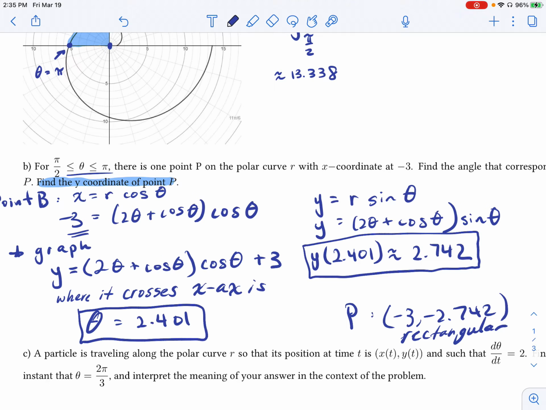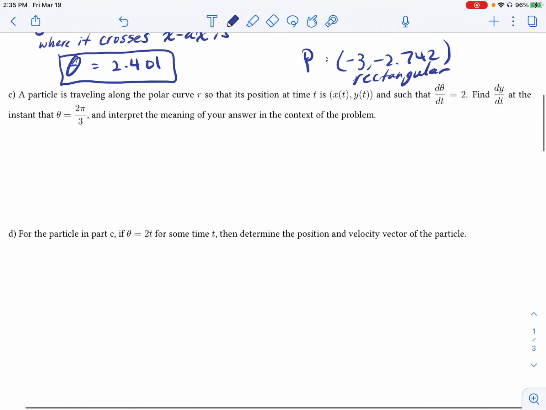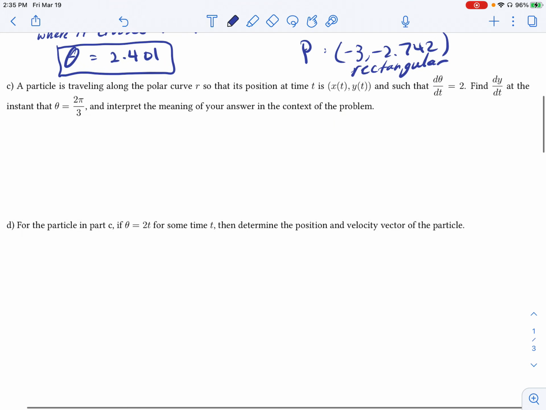Okay. All right. Now let's move on to part C. So it says that the particle is traveling along the polar curve so that its position at time t is x of t and y of t, such that d theta dt is equal to 2. Find dy dt at the instant that theta is equal to 2 pi over 3. And then we're going to make sure we understand what our answer means in the context of the problem.